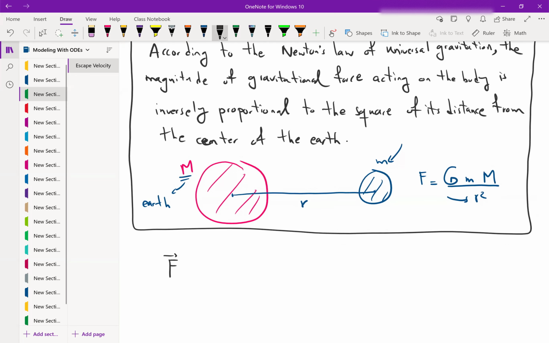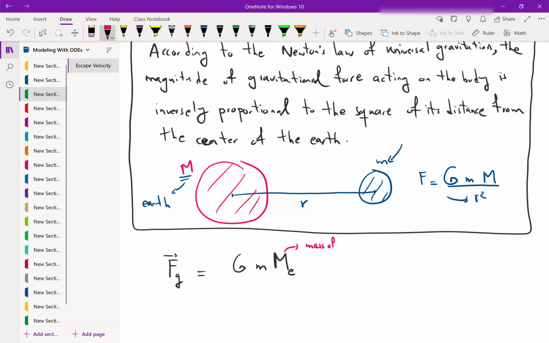Fg, the force that is applied to the mass little m due to gravity, will be equal to G, which is a physical constant. I will tell you about this value later, but it's some fixed number, times little m times big M. As a matter of fact, let me use big M subscript E. This is the mass of the Earth. I will tell you its approximate value later.